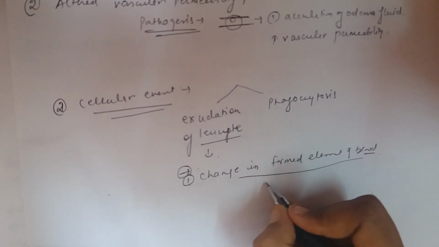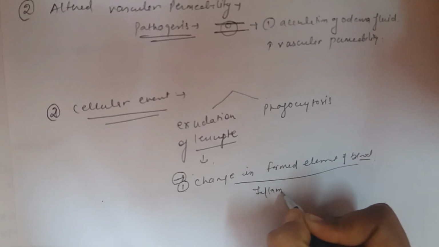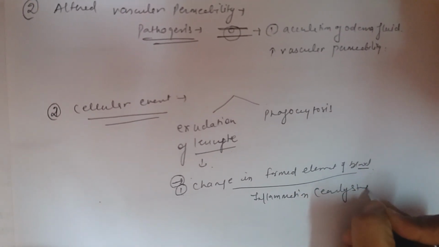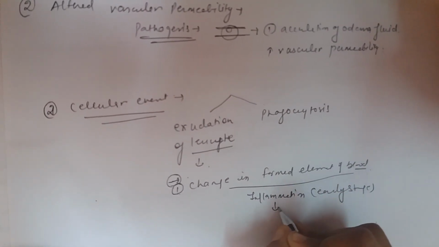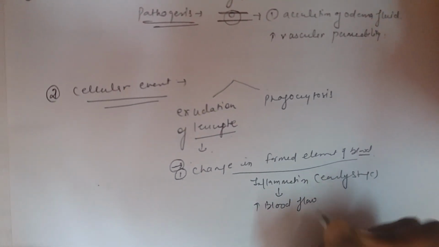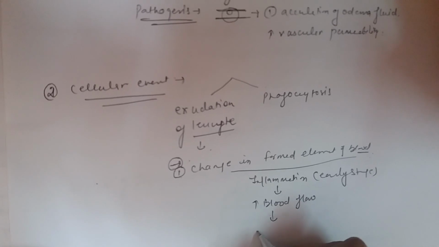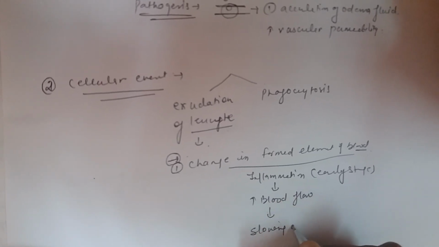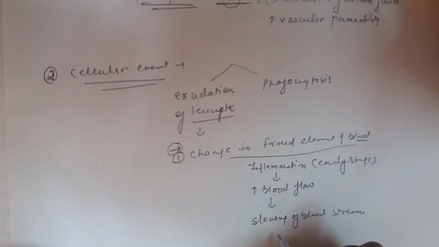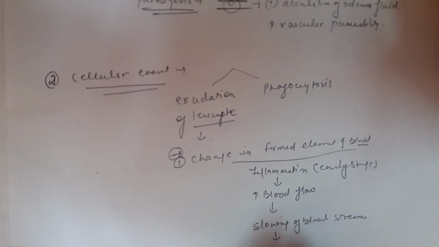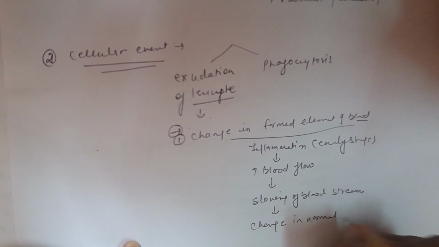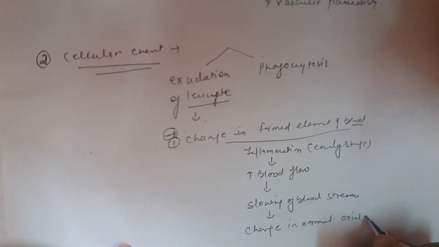We'll describe the changes. First, inflammation occurs in that area in the early stage. Second is increased blood flow in that area. Third is slowing of the blood stream. And final one is a change in normal axial flow.